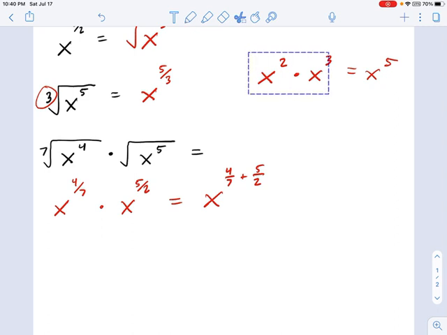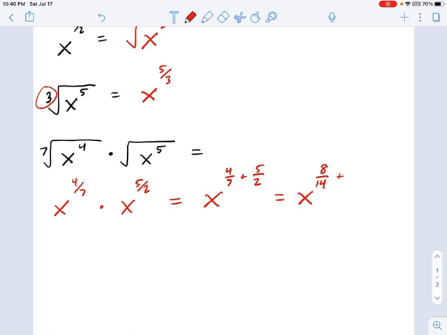Now, if you have any kind of fraction anxiety, it's probably hitting a peak right now. We're just going to have to get over that because we're going to be doing a lot with fractions this year. Common denominators. Remember, that's how we add fractions together. So this becomes x to the 4/7 times 2/2 gives you 8/14. And 5/2 times 7/7 gives you 35/14. If you want to pause the video, make sure you understand why those fraction conversions work. That's great. I'm going to keep going.